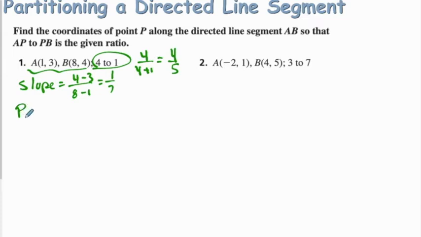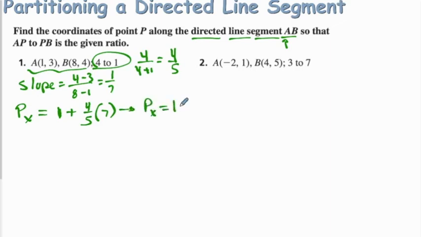We're going to plot a new point, P, and the x-coordinate is going to be the x-coordinate from the first point. The first point is A. Directed line segment AB means that A is the starting point, so I'm taking the x-coordinate from A. I'm going to add to it the fraction 4/5 times the run. Well, remember that slope is rise over run, so our run is 7. And this gives us a point P with an x-coordinate equal to 1 plus 28 over 5.